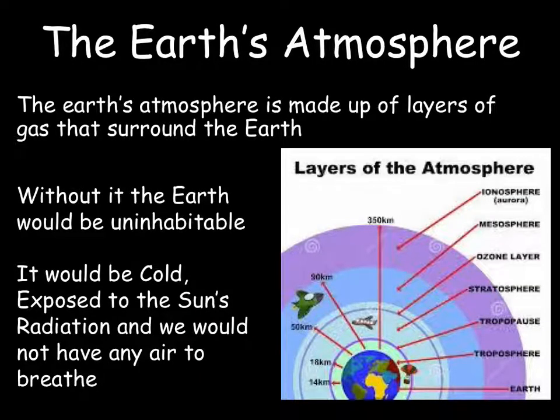The Earth is surrounded by layers of gas. This is what makes up our atmosphere. Our atmosphere can be divided into lots of different sections. This is near the surface, and then as we go out we get different layers. Without the atmosphere, the Earth would be completely uninhabitable. It would be incredibly cold, and we'd be exposed to the sun's radiation, and we wouldn't have any oxygen to breathe.